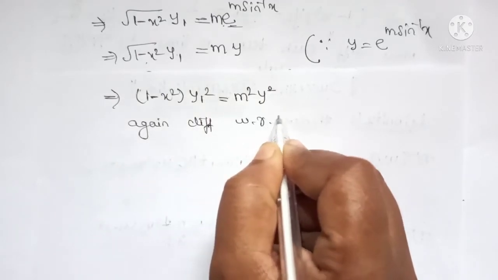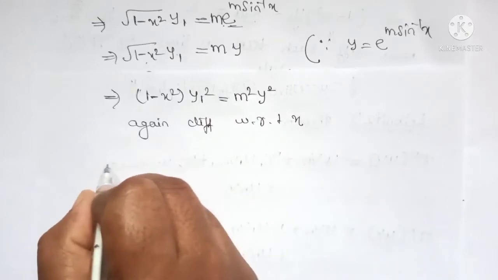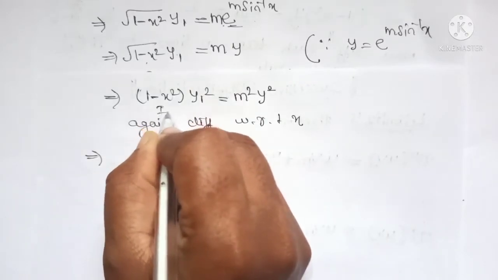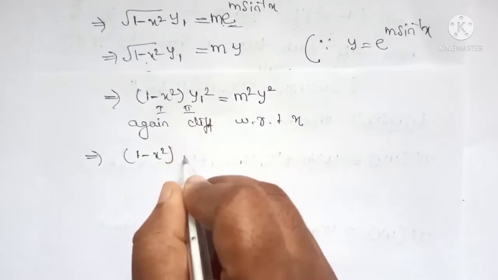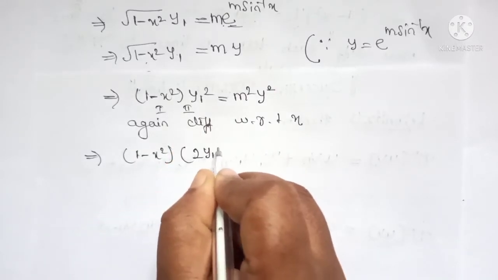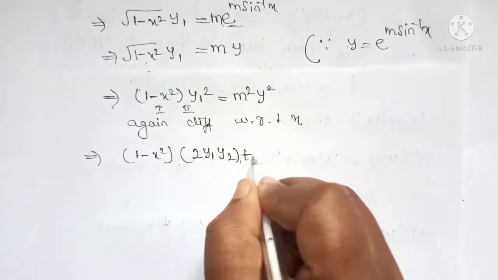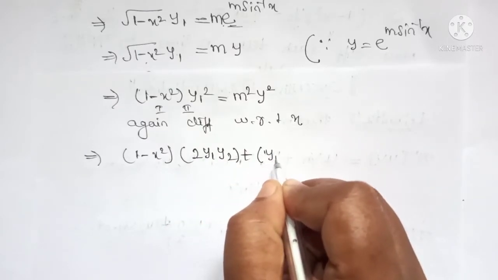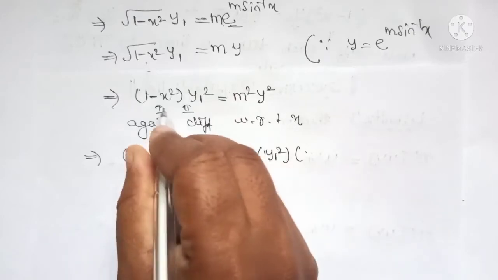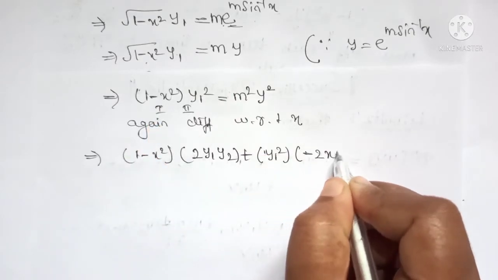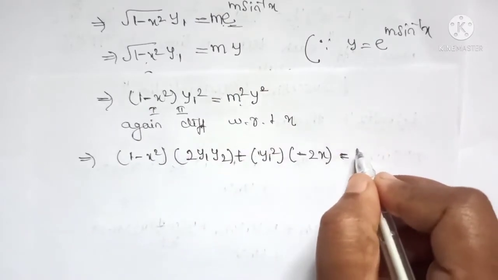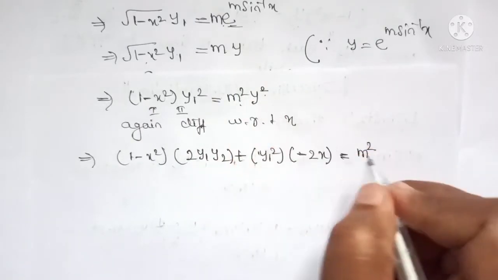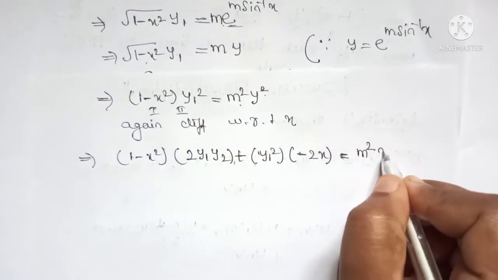with respect to x, we get, treat this as the first and this one as the second function. First function as it is, differentiation of the second function is 2y1 into y2, plus y1 square as it is, its differentiation is minus 2x equals to, here we get m square constant as it is, the differentiation of y square is 2y.